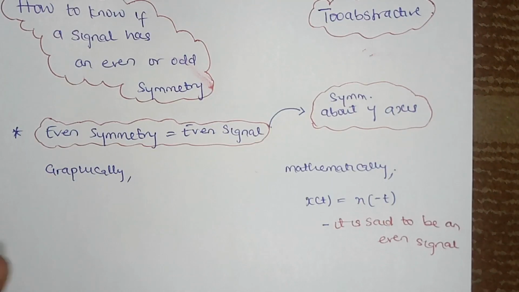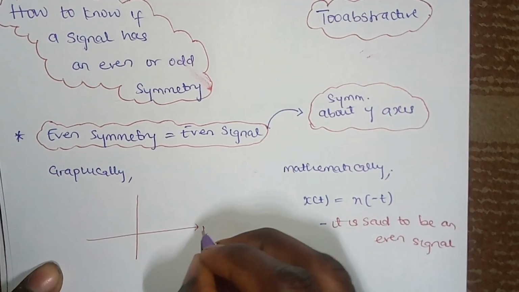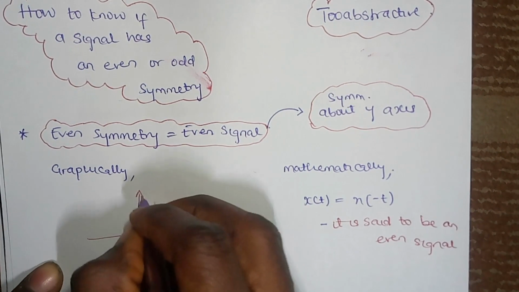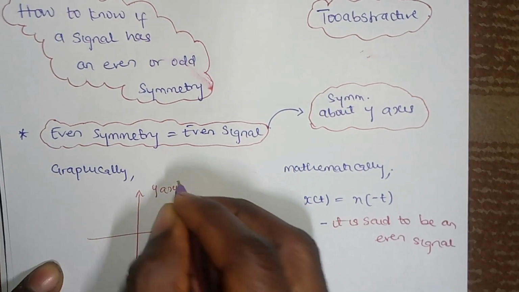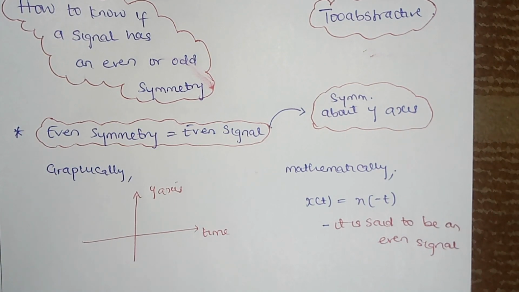Here it is graphically. Here is the y-axis, right? Here is the time axis. Now, if this signal that we are drawing here is symmetrical about the y-axis, then it is said to be an even signal.